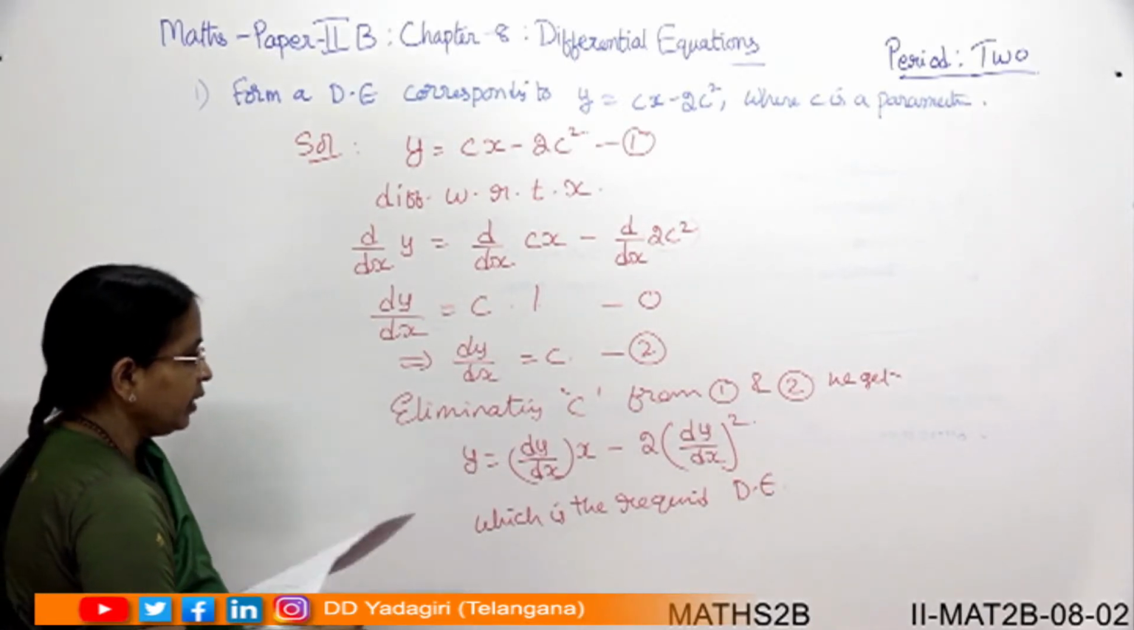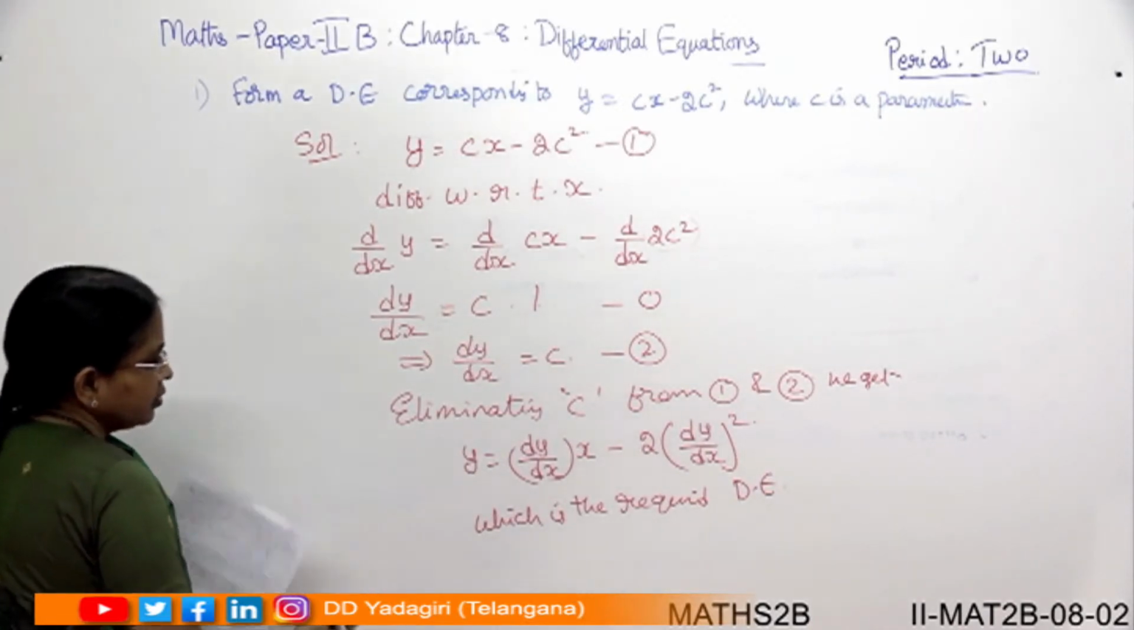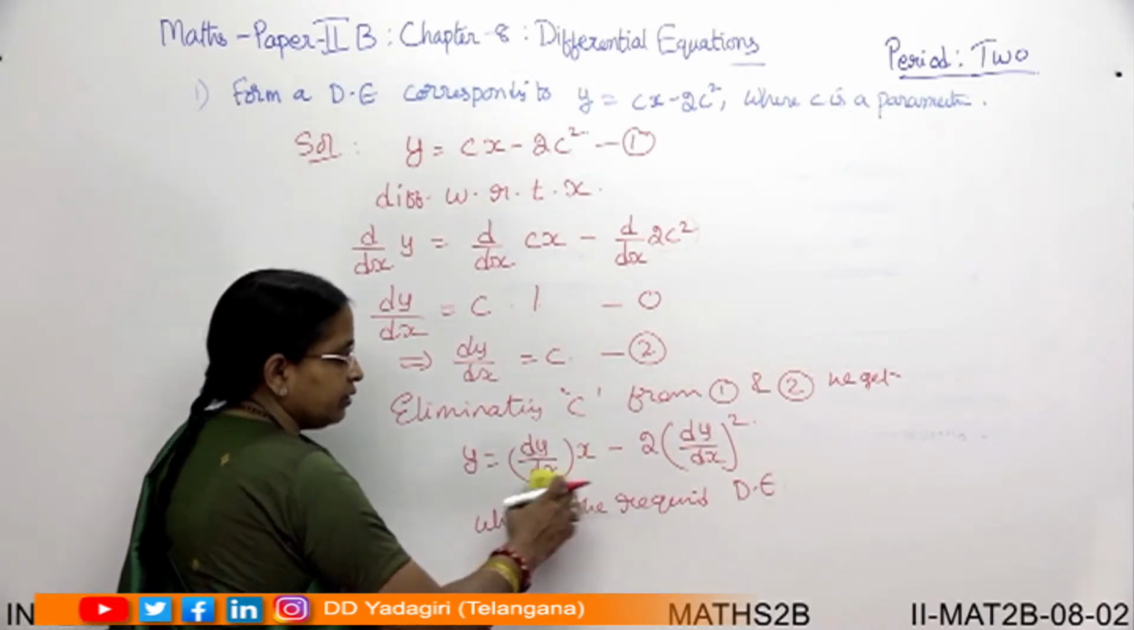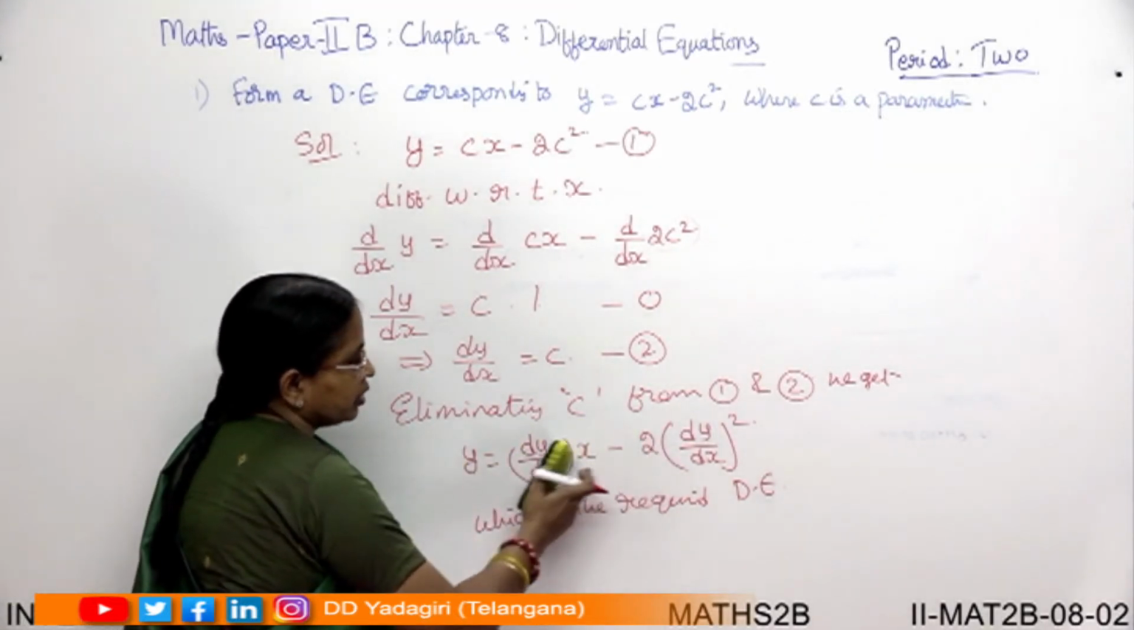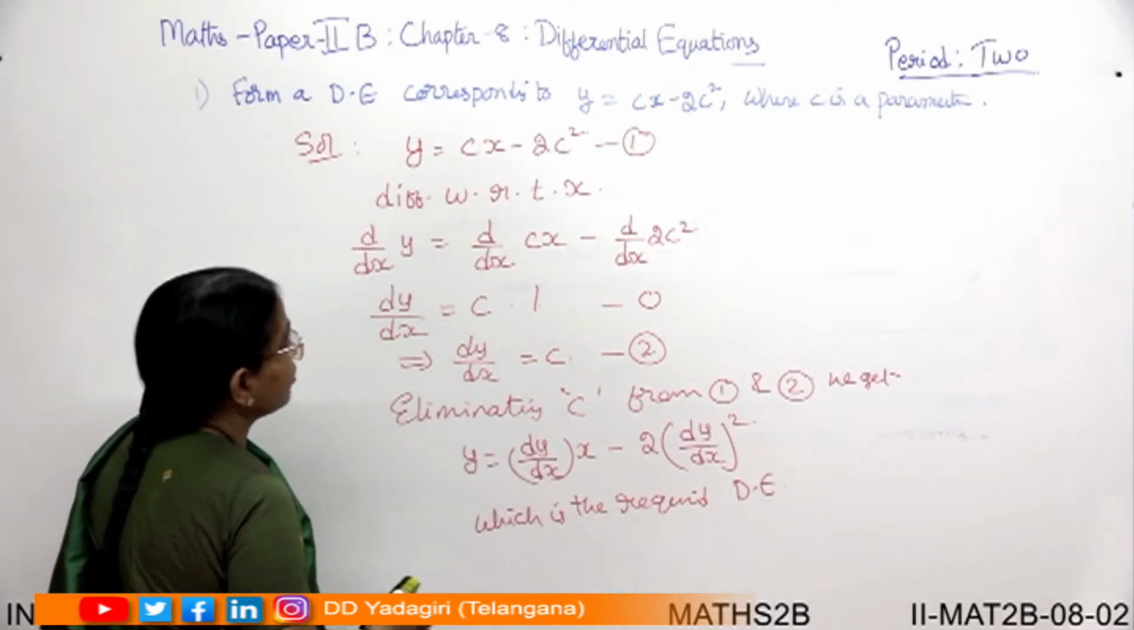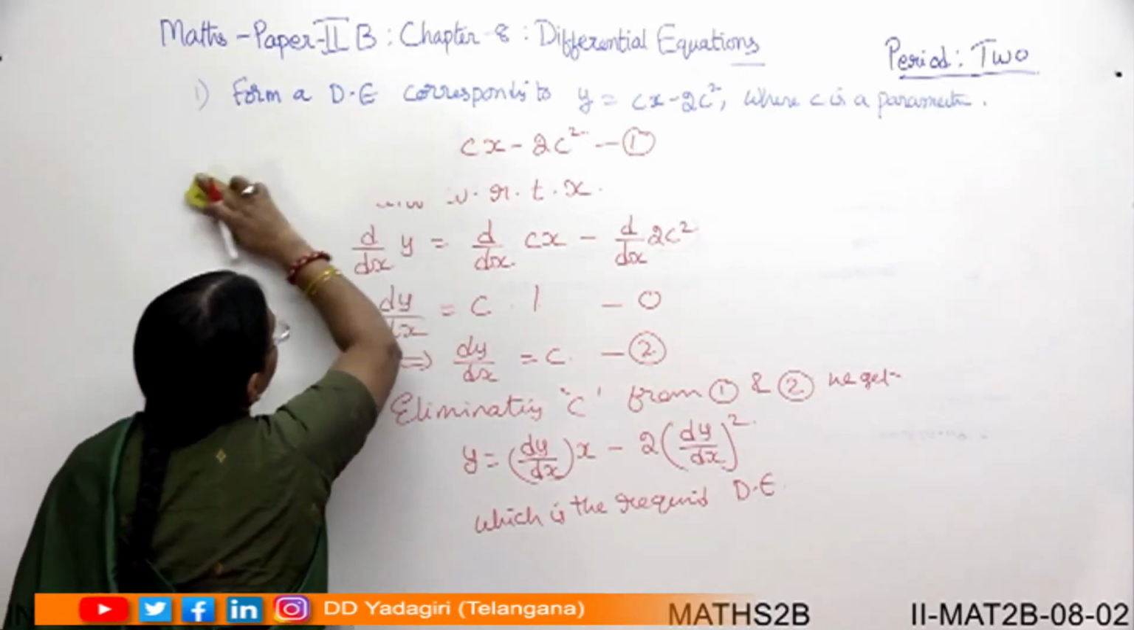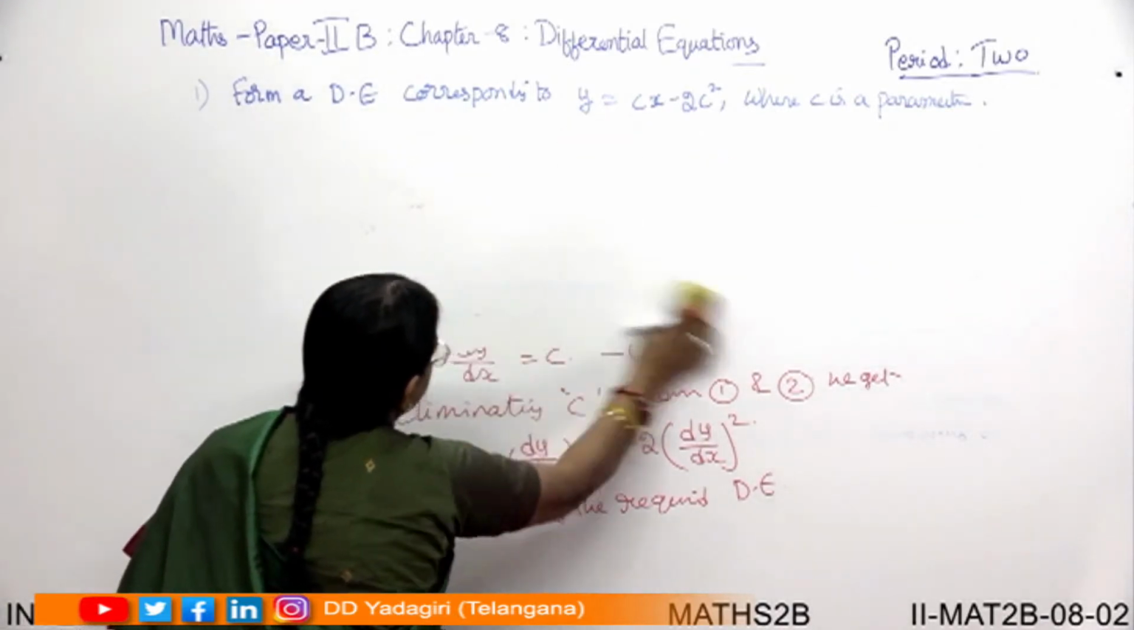When you are writing the final equation, you write dy by dx only. In between, if you want, you can write y1 and all. But finally, you write dy by dx only.